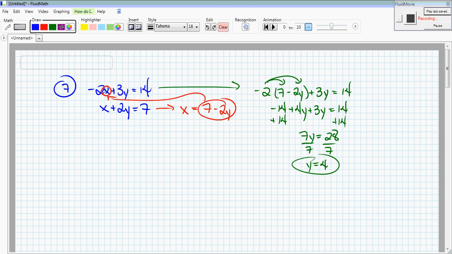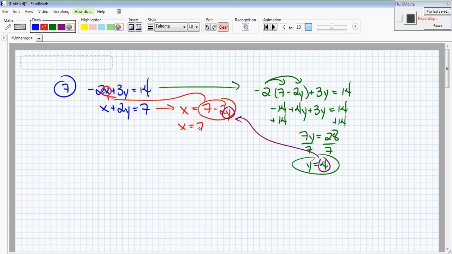Now we're going to take this value, y equals 4. We can plug into either of these equations to solve for x. We can actually plug into this one if we've solved this correctly, and if not, we'd figure that out when we check in the end. So what we're going to do is take this value and plug it in right here so we can solve for x.